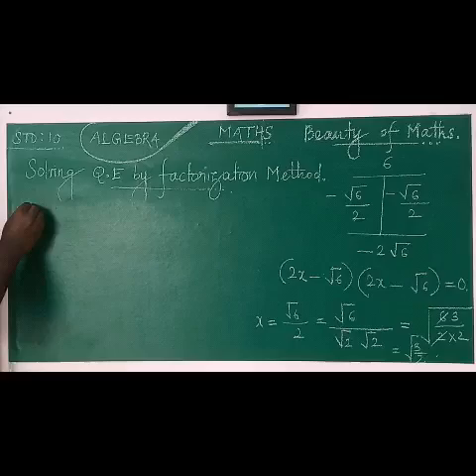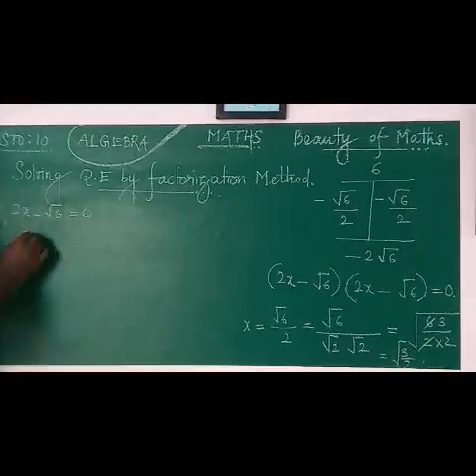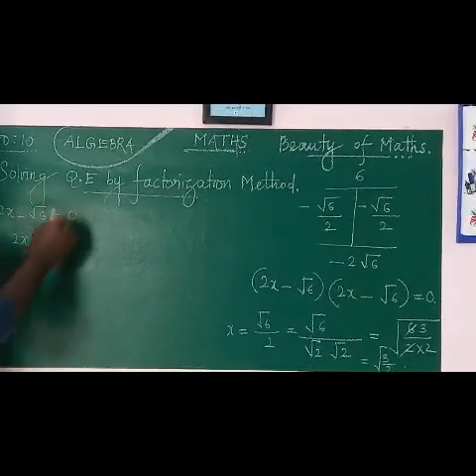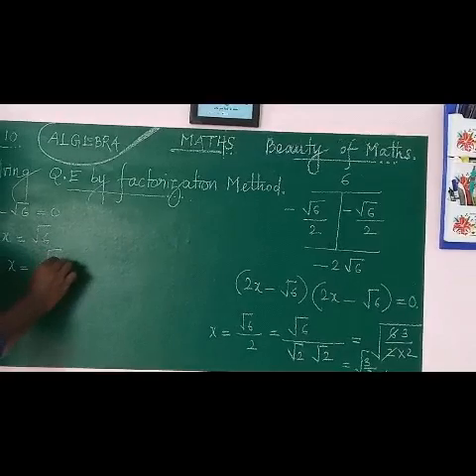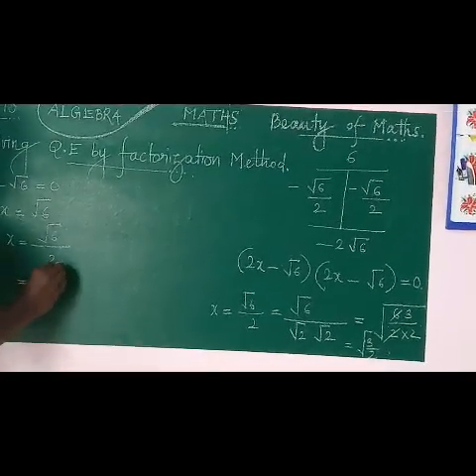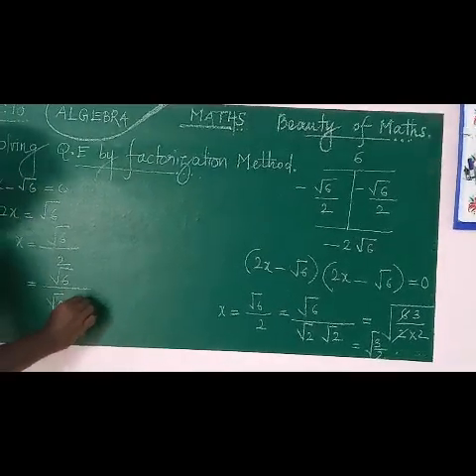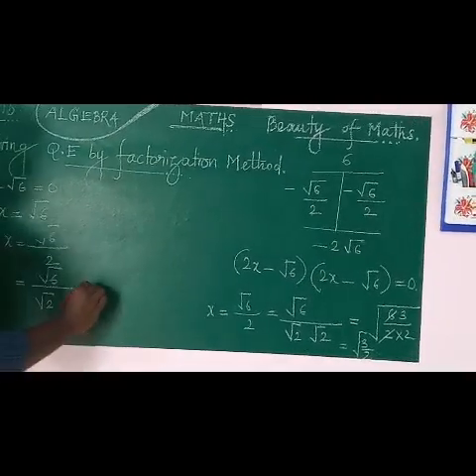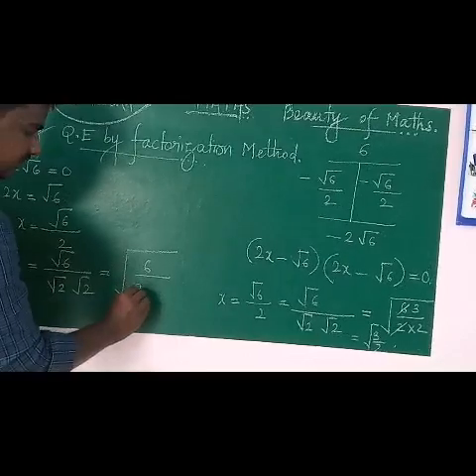Listen once again. 2x minus root 6 is equal to 0. So 2x is equal to, this minus root 6 becomes plus root 6. x is equal to root 6 divided by 2. So root 6 divided by, this 2 can be written as root 2 into root 2. Can be written as square root of 6 by 2 into 2.